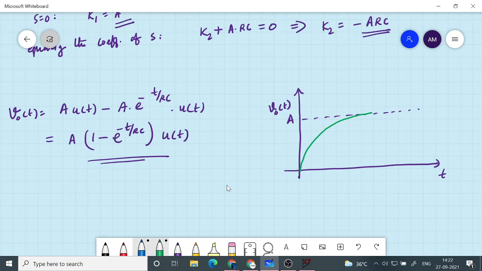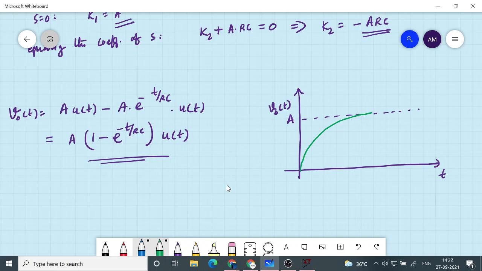Now what you need to do is basically check whether they match. So in the theory part, you write this equation for V0 of t and match with what you get in experiment. So they should match. Here your RC depends upon whatever value that you take for R and C, and A is basically the voltage that you take for the DC input voltage source. And you will see that this expression will match.